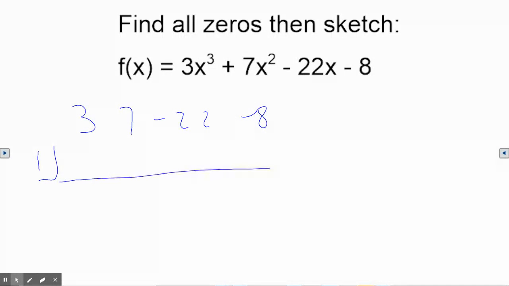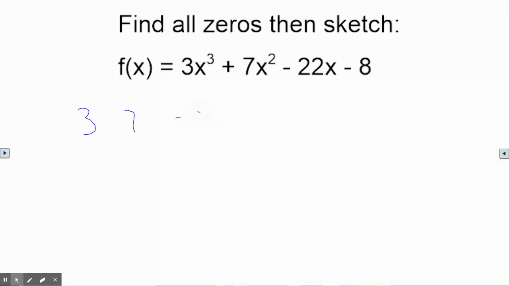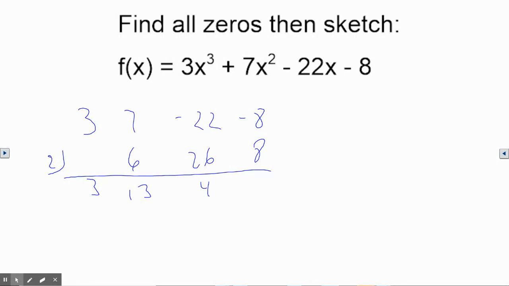For instance, if I tried 1, the synthetic division gives 3, 10, negative 12, negative 20, and I know that doesn't work. That's not a zero because there's a negative 20 there. It's supposed to be 0 if it works, right? So I'd keep going through until I found one that gave me a 0 in the end. I could try 2 next. I'm just guessing, right? So 3 times 2 is 6. Then we have 26. Then we have 4, 8, and 0. And lo and behold, this one has a remainder of 0. Therefore, 2 is one of my answers.